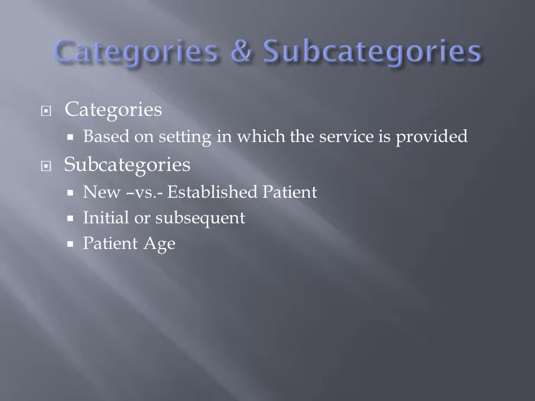Subcategories divide into new versus established patient. A new patient is a patient that has not been seen by the practice within the last 3 years. So if they've been there within the last 3 years, they are an established patient. If it's been more than 3 years, they would be considered a new patient again. Initial or subsequent visit. Is this the first time they were seen in the hospital? Is it day 2, day 3 of their stay? And the patient's age.